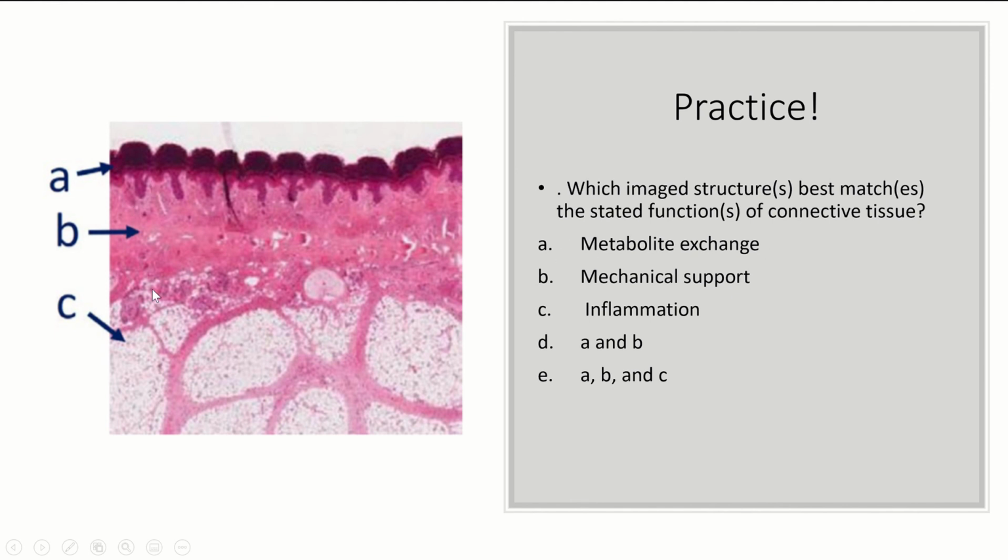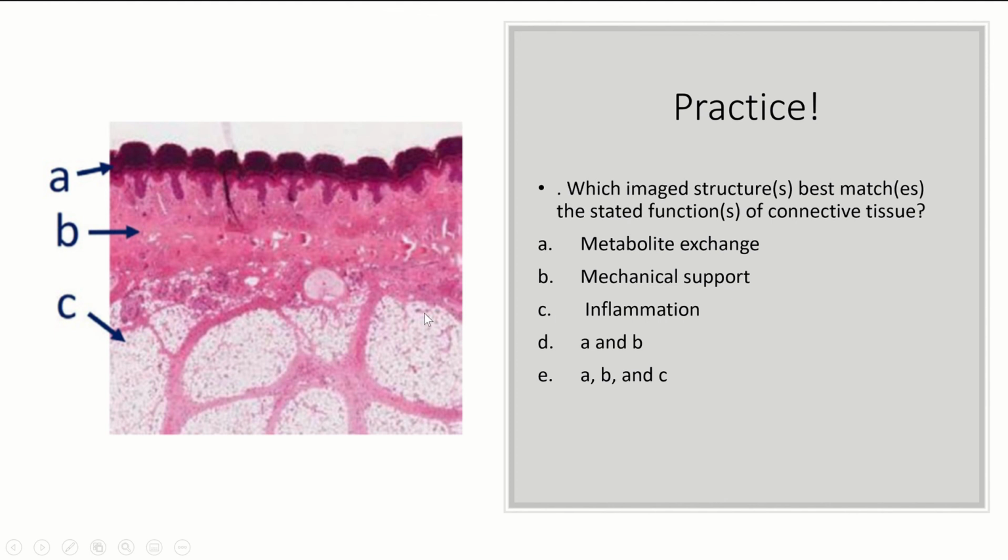B, it says mechanical support. So this is that dense, irregular connective tissue anchoring down this epithelium to everything under it. And so yes, this is going to be there for mechanical support, right? It's keeping this skin from peeling off. So it is there for mechanical support, so B would be right.